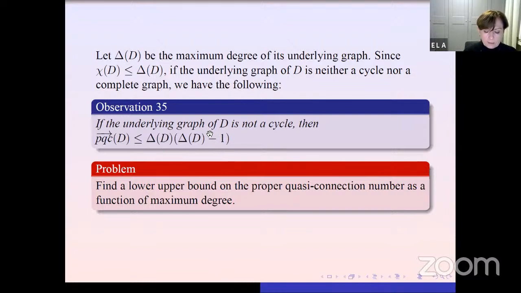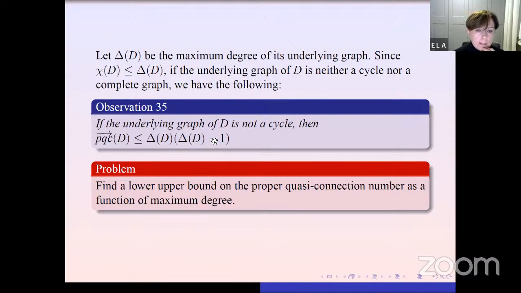So if the underlying graph of D is not a cycle, then the proper quasi-connection number is at most the maximum degree of D times the maximum degree minus 1. So we have an upper bound as a function of the maximum degree. Of course, you can wonder, we can ask about a better function, because we see that it is a trivial upper bound. Can we find a better upper bound as a function of the maximum degree?